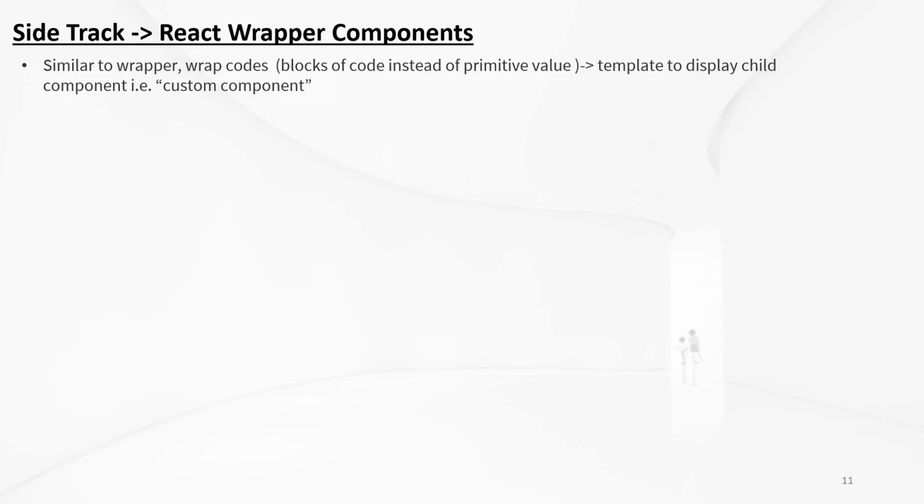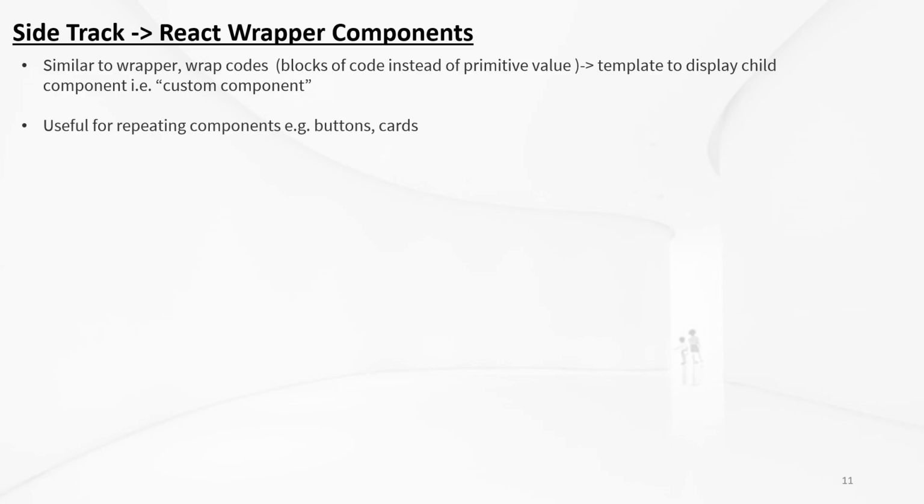In terms of concept, it's similar to a wrapper because it wraps code. However, what it wraps is different, because in a wrapper we wrap primitive values, but in the React wrapper component we are wrapping blocks of code. This block of code will act as a template to display child components. So in essence, we are using these React wrapper components to create our own customized component.